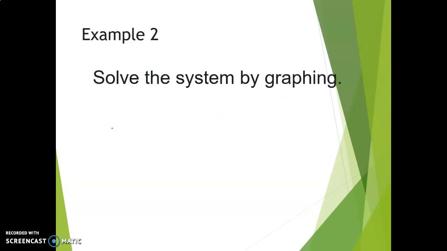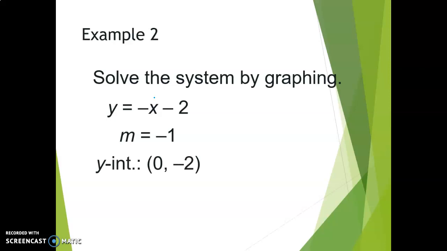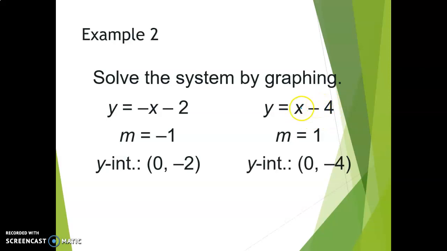All right, so we're given this system of equations. y equals negative x minus 2. We need to identify our slope, and we know our slope is negative 1, and our y-intercept is negative 2, or 0, negative 2. Our second equation in our system is y equals x minus 4. Our slope is going to be 1, and our y-intercept, or our starting point, will be y equals negative 4, or 0, negative 4.